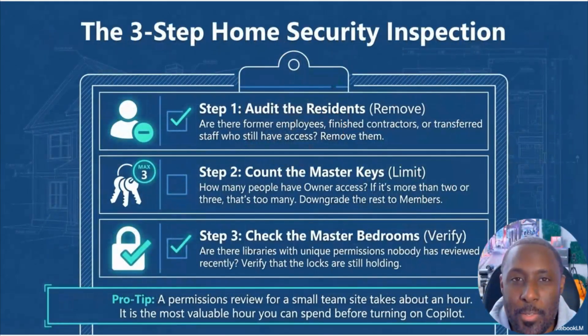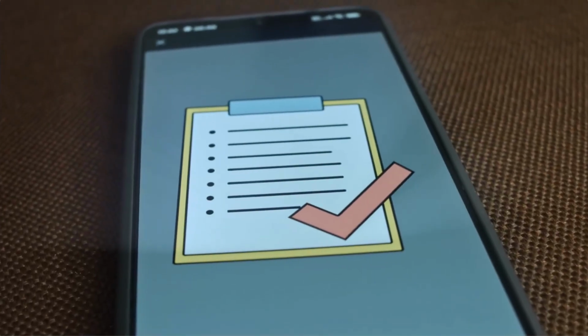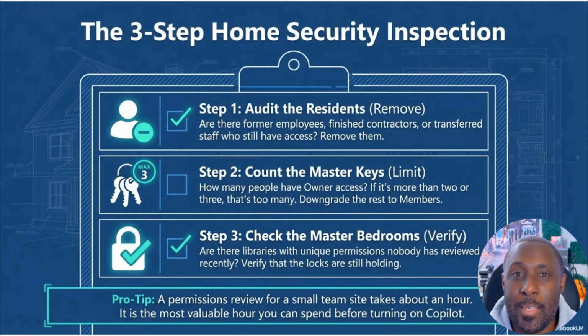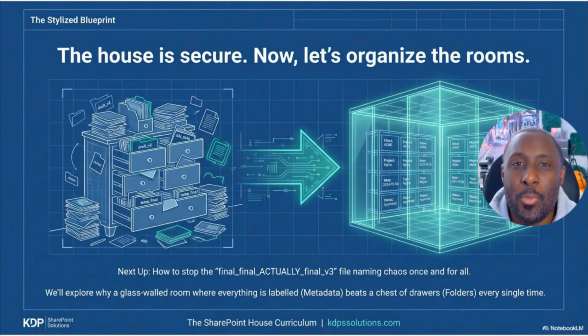Start your security inspection with 3 simple steps. First, review owner access and limit it to those who genuinely need it. Second, audit your sharing links and eliminate any that are overly permissive. Third, examine your most sensitive libraries and items for unique permissions. Just 3 steps can lead to real impact. You've got this.